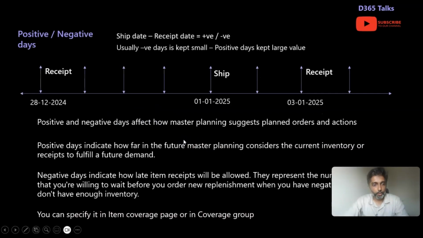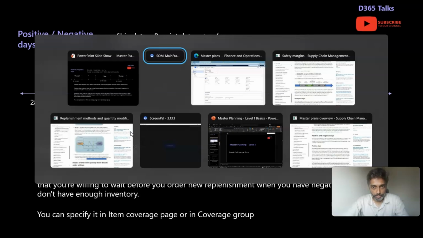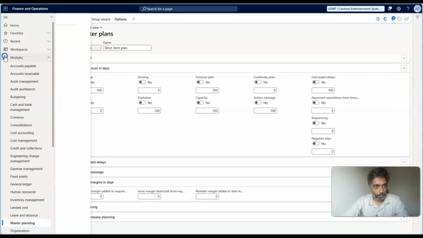And the next important concept which we need to discuss is, I know there are a lot of concepts around master planning. Please bear with me, or pause this video, take a short break, and then come back and watch, because these are very important concepts which we cannot skip as we progress in this master planning series. So the next important configuration is positive and negative days. The positive and negative days affect how master planning suggests planned orders and how actions need to be generated. So if I get back to the Dynamics 365 screen, let me go to coverage group.